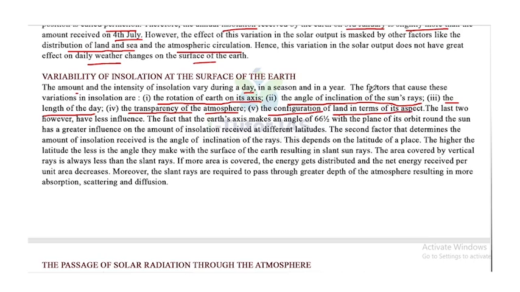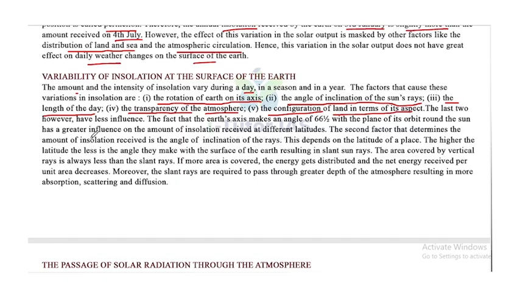So these are the factors that cause the variation of insolation. First, the rotation of the Earth on its axis, then angle of inclination of sun's rays, then the length of the day, transparency of the atmosphere, and finally the configuration of land in terms of its aspect.